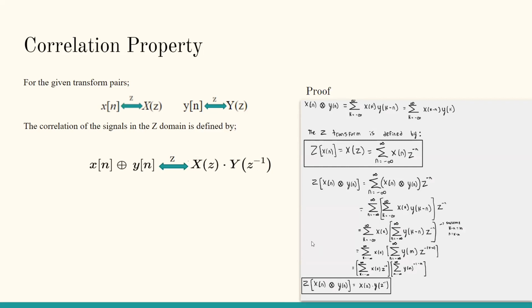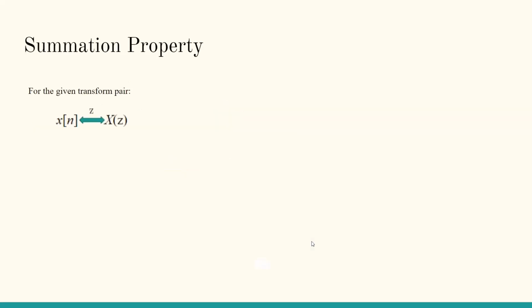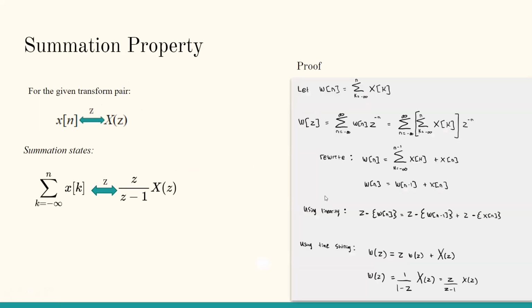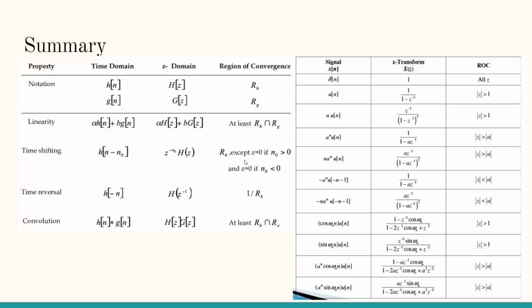And our summation property states that if we have a summation of our time domain signal in time, it's the same as multiplying the z transform by z over z minus 1. And to prove that, we use the linearity and time shifting properties. And our summary shows the notable properties as well as a table of signals and their respective z transforms that we'll be using in the worksheet.